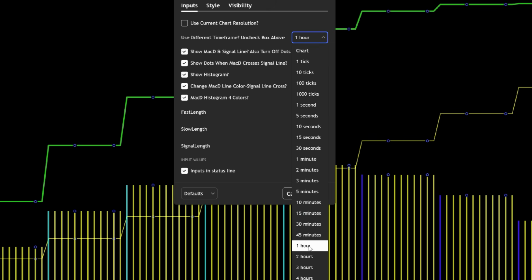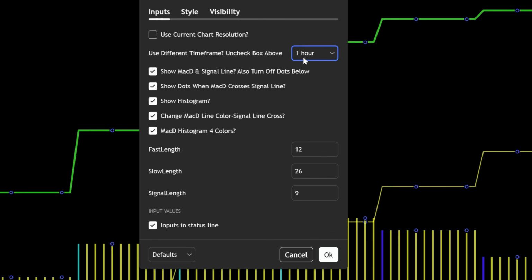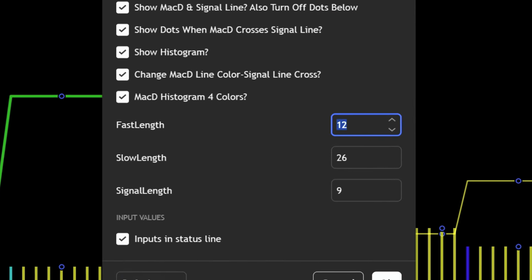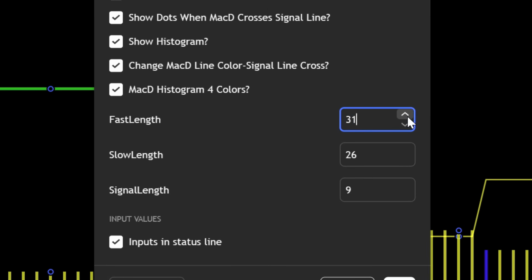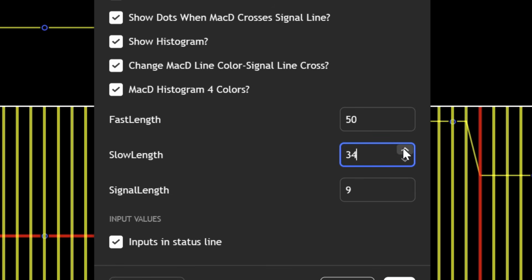For a 5 minute chart, the 1 hour time frame works great. Generally, picking a time frame 2 or 3 levels higher than your trading chart gives you a good perspective. While we're in the inputs, change the fast length to 50 and the slow length to 100. Leave the other settings as they are.